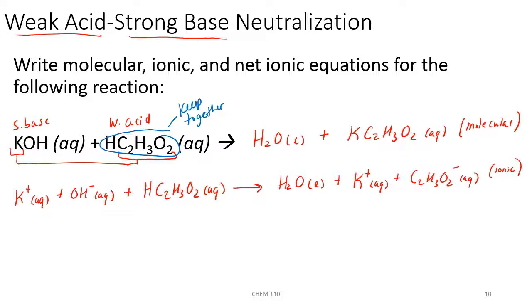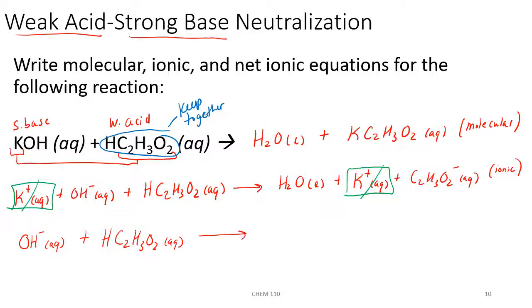Going to our net ionic equation, we're going to still cancel out our spectator ions. So potassium is on the left and the right hand side, and that's the only spectator ion this time. We only have one ion that's going to cancel. So our net ionic equation is showing us what's really happening: the hydroxide ion is taking a proton from our acetic acid, our weak acid, and forming water, plus we're being left with acetate when a proton is removed from it.